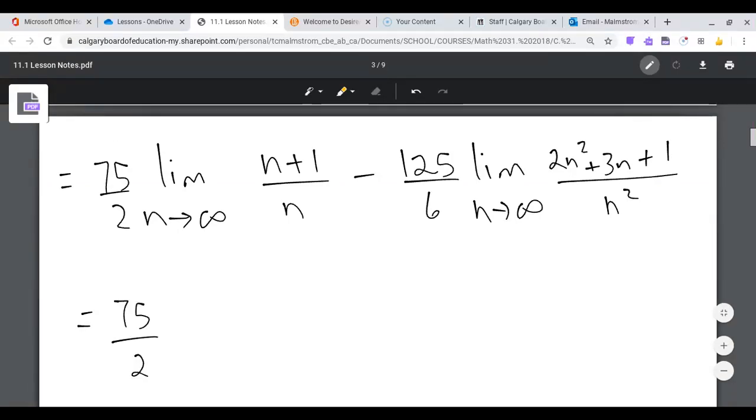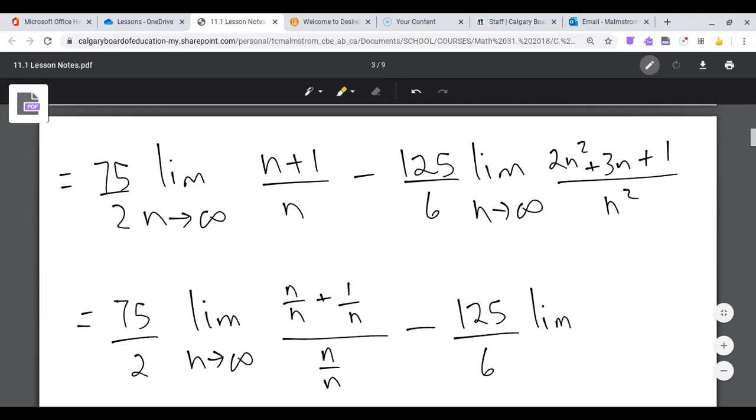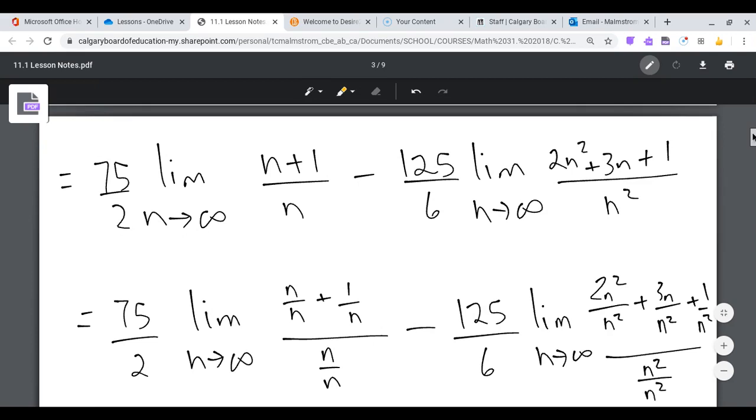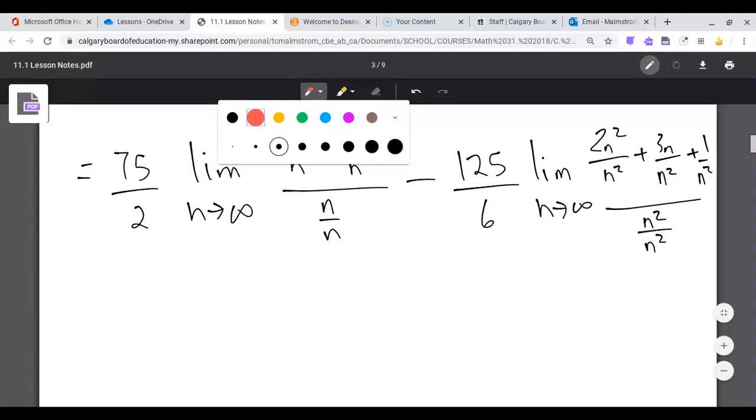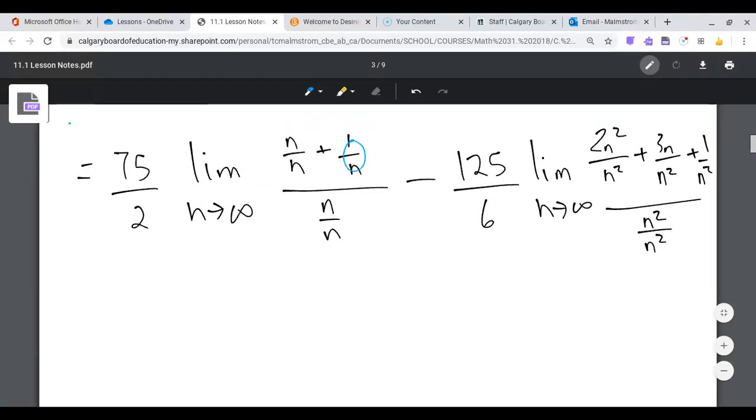Okay, so 75 on 2, the limit as n goes to infinity. Remember, these ones you divide by the highest exponent. In the case of the first limit, it's just n minus 125 on 6, the limit as n goes to infinity, 2n squared. So this one's highest exponent is n squared. And you have to write really small to get it to all fit. Okay, so as n gets infinitely large, look for the ones that are going to go to 0. This one's going to go to 0 and leave me with, this is equal to 75 on 2. This whole limit, the first limit is n on n divided by n on n. So that's just 1. Minus 125 on 6.